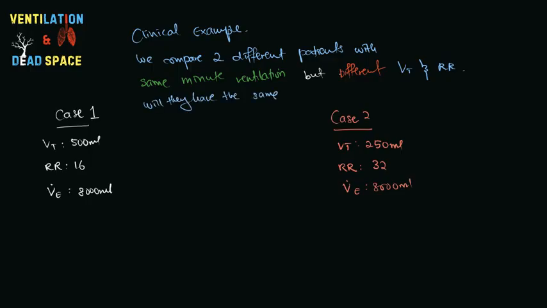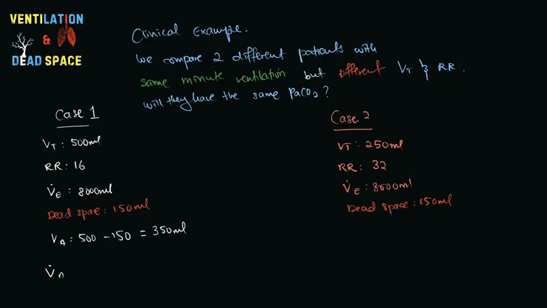So in these two case scenarios, will they have the same resulting PaCO₂? Let's find out. If you take dead space volume into consideration, we can assume that case number 1 has a dead space of 150 mils and case number 2 has a similar dead space of 150 mils. Now let's see. Alveolar volume is equal to tidal volume minus dead space, which will result in an alveolar volume of 350 mils. Alveolar ventilation is alveolar volume 350 mils times respiratory rate of 16, bringing our alveolar ventilation to 5,600 mils.